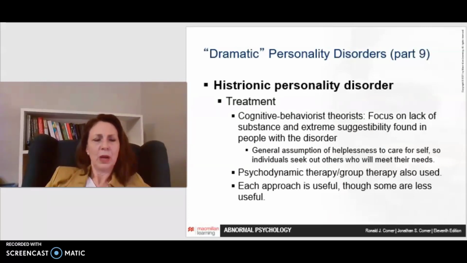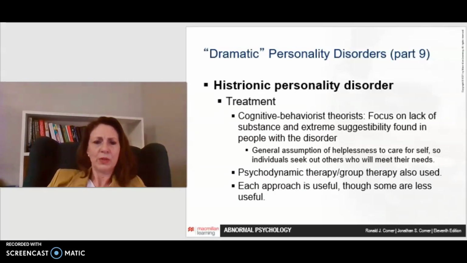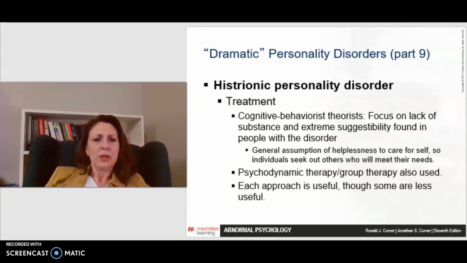Treatment involves cognitive behavioral therapy, at times which focuses on lack of substance and extreme suggestibility found in people with the disorder. So their general assumption of helplessness to care for the self is addressed so that they will seek out others who will meet their needs. Psychodynamic therapy and group therapy is used. Each approach is useful, though some are less useful.